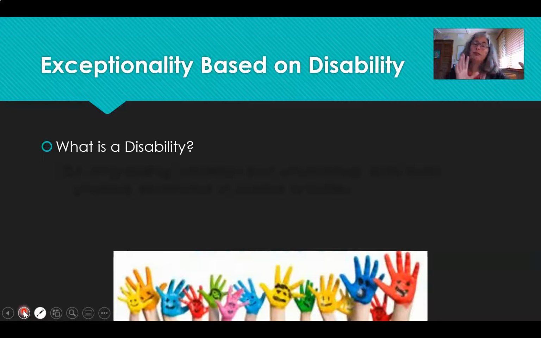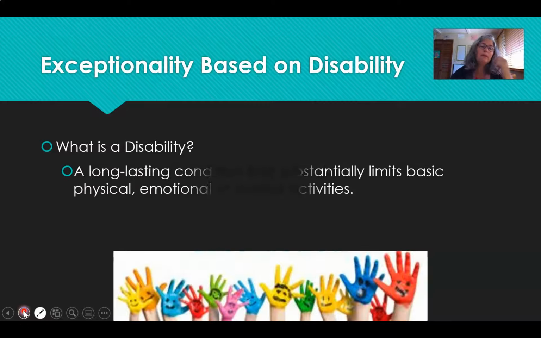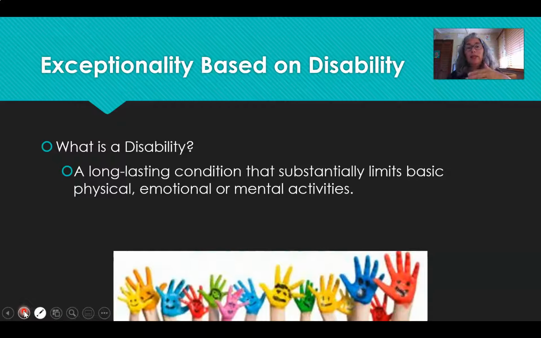All right, so that was a bit of a subtopic, looking at intelligence and gifted and talented students, which is one way students can be exceptional. Another way students can be exceptional, and this is the way we usually talk about exceptionalities, is students who have disabilities. So, what is a disability? It is basically a condition that you have that is chronic or long-lasting, that is going to significantly impact your learning.